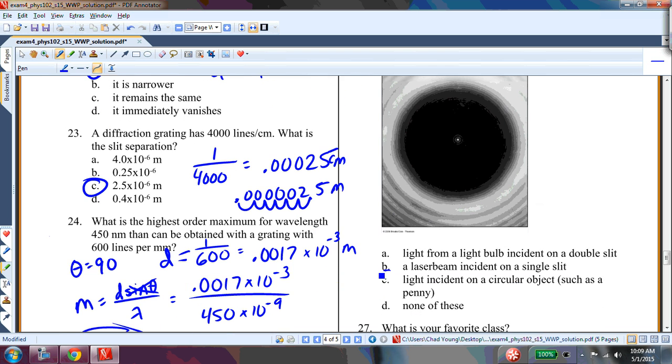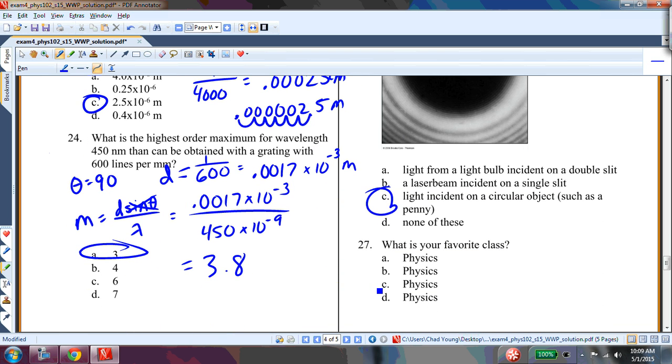Here, this is caused by light incident on a circular object. And let's see, this is tough. I don't know. I guess A, maybe. All right, and that's the end.